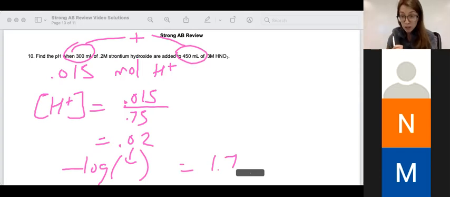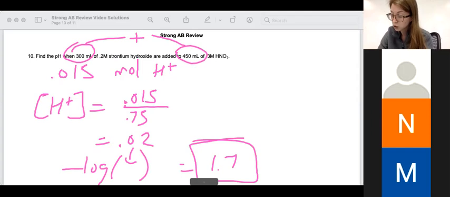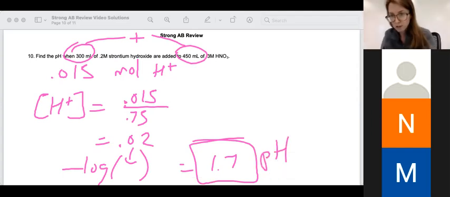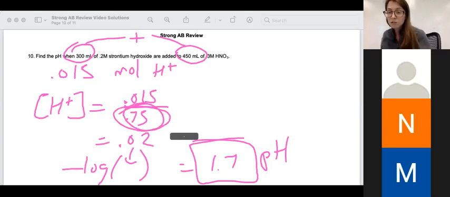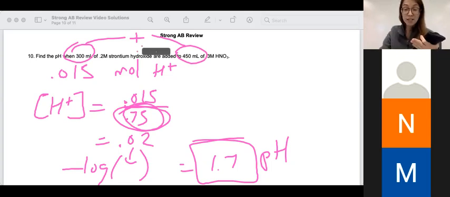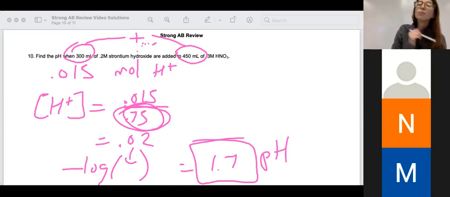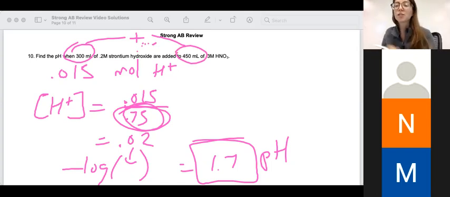Since that was the H+ that was left over, when I negative logged it, this is already my pH. If it were the OH minus, that would have been my POH. I'd have to do one more step there. The only time some of you might be confused on when we use total volume and when we don't: acid plus acid, base plus base, acid plus base where someone wins. All 3 of those, we use total volume. The only time we don't use total volume is on a neutralization.